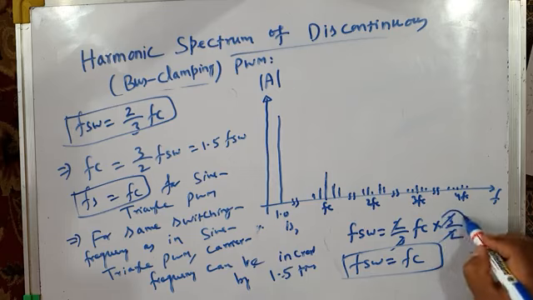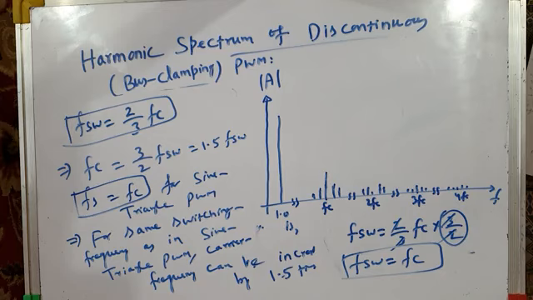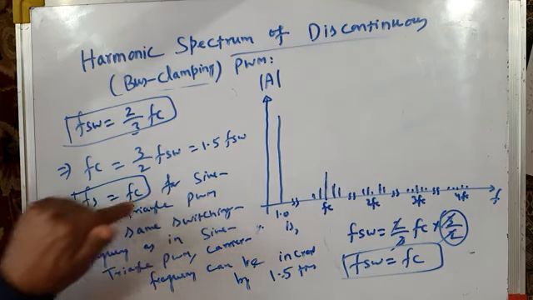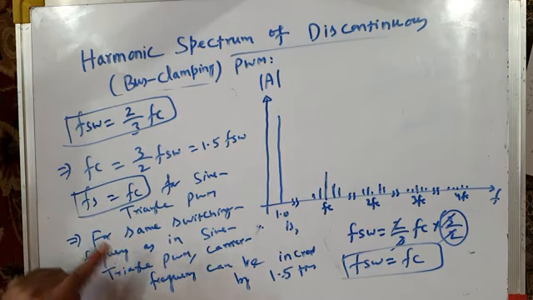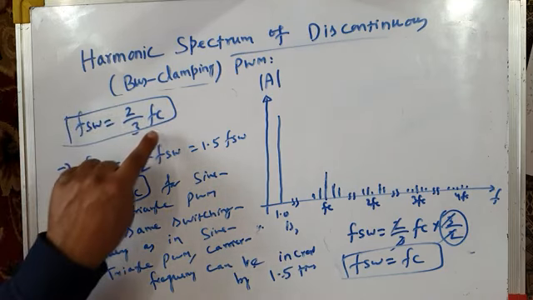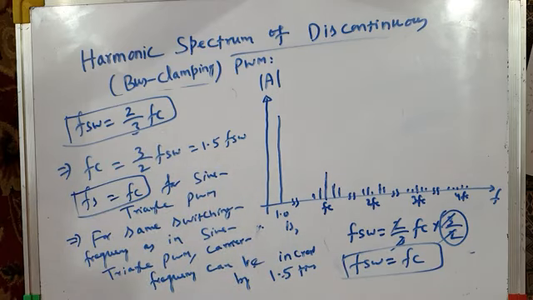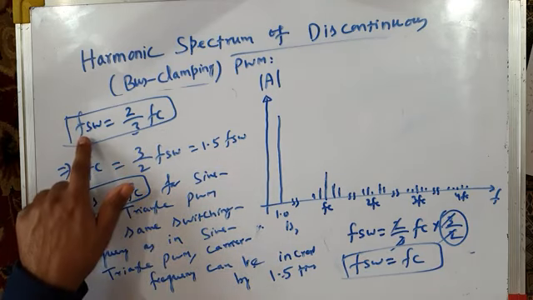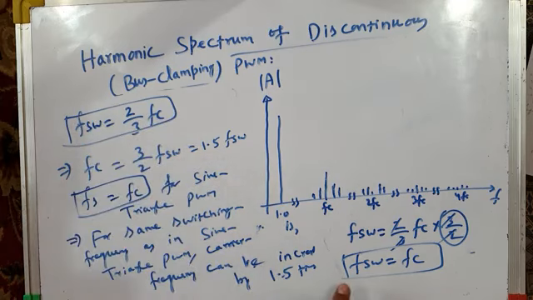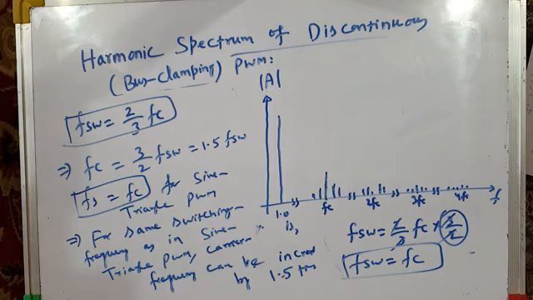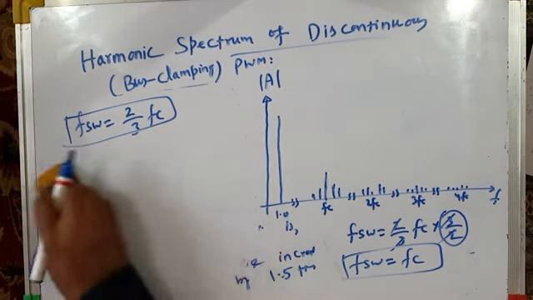But when you increase the carrier frequency by a factor of 3 by 2, which means you increase the carrier frequency 1.5 times. So for same switching frequency, which is equal to carrier frequency as in sine triangle PWM, you can increase the carrier frequency in bus clamping PWM by 3 by 2 or by a factor of 1.5. Okay, so that the switching frequency in case of bus clamping PWM technique is also equal to Fc, which is same as in sine triangle PWM.